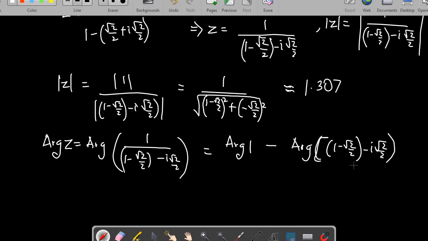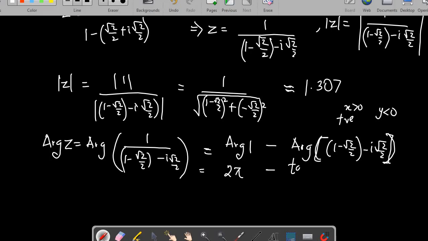Okay, so from here, the argument of 1, I think I mentioned that if you have a complex number that is positive, that does not have an imaginary part but has a real part, your argument is just 2 pi. Then the argument of this one here, since we have 1 minus root 2 over 2, you first confirm if it is positive or negative. 1 minus root 2 over 2 is positive, meaning that x is greater than 0, and this one means y is less than 0, and that is the fourth quadrant.